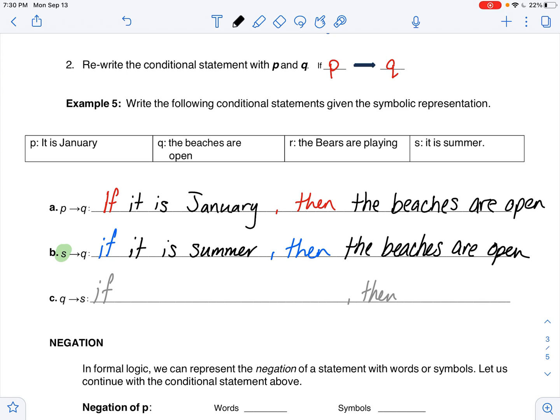And our last one, I'd encourage you to pause the video, try to write this one out, and then unpause and check your work. And I should have if the beaches are open, then it is summer.